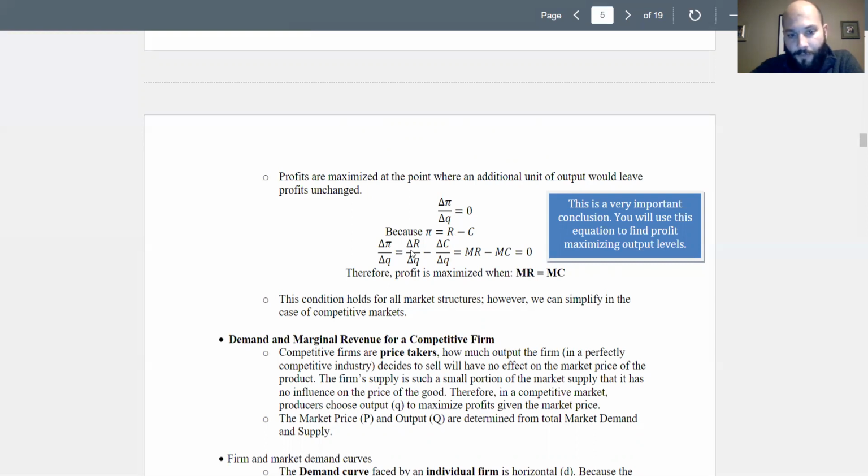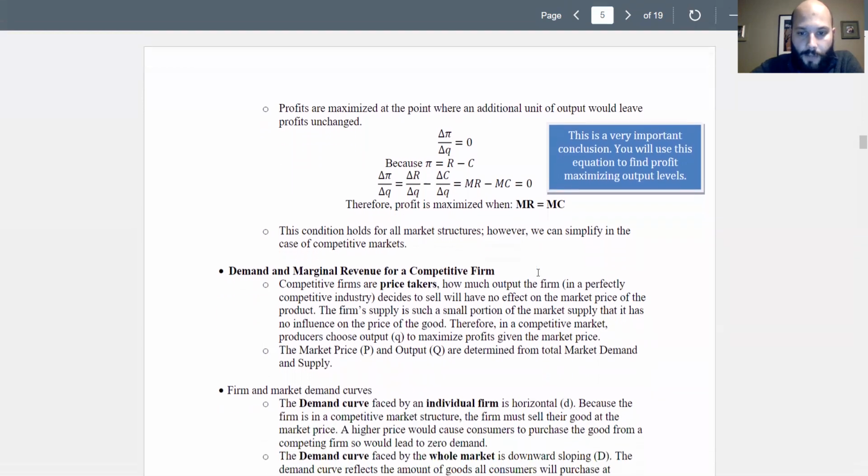Right, remember from before, the change of our revenue function with respect to Q is marginal revenue, the first derivative with respect to Q. And the first derivative of our cost function with respect to Q is marginal cost. Set equal to 0 because, again, at the maximum, the slope is equal to 0. Right, so rearranging, we've got marginal revenue equals marginal cost. We can make it a little bit more simple then.